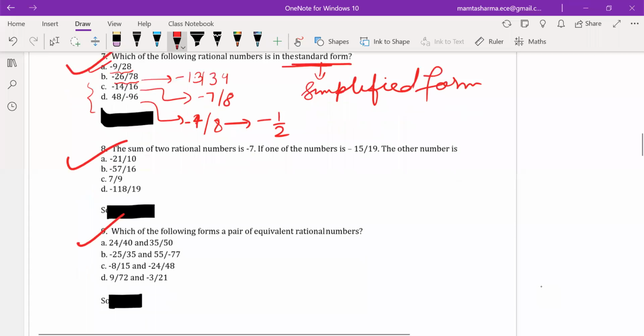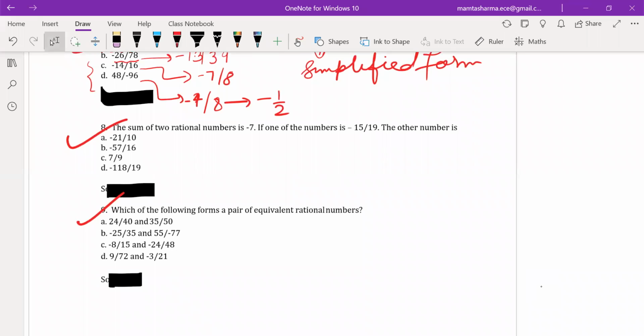Okay. Now see the next question. The sum of two rational numbers is minus 7. If one of them is minus 15 by 19, the other number would be. This question is very important. Ma'am, minus 118 by 19. The D one, minus 118 by 19.